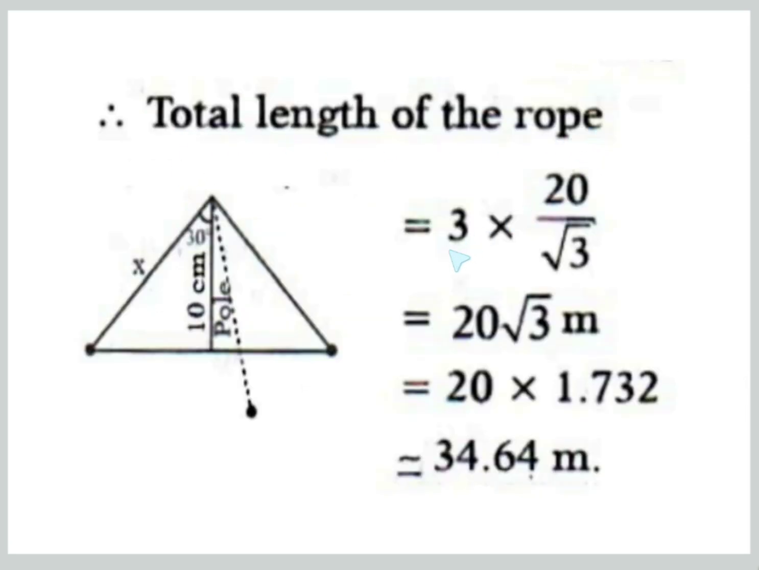Total length of the rope is 3 times 20 by root 3, 20 root 3 meters. 20 into 1.732 is 34.64. Answer.